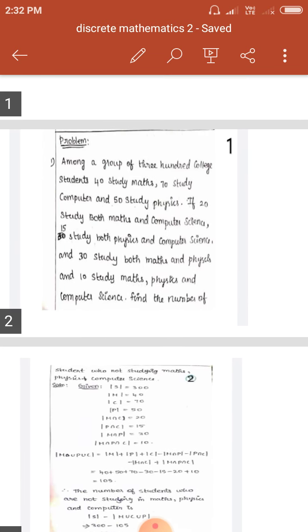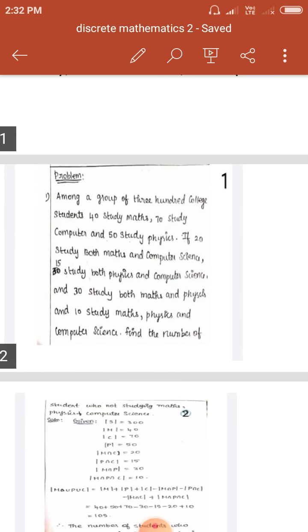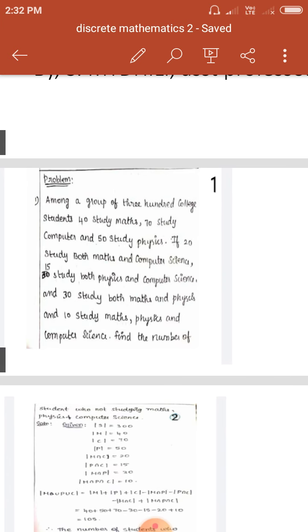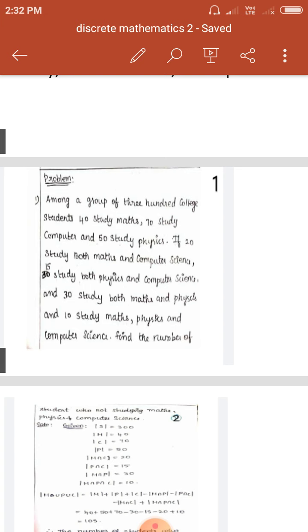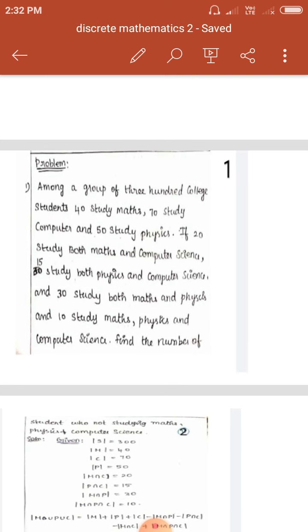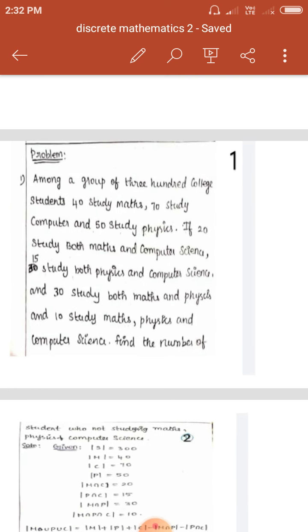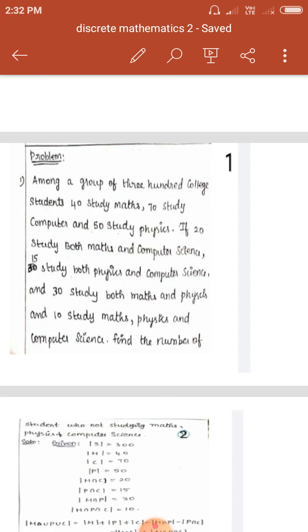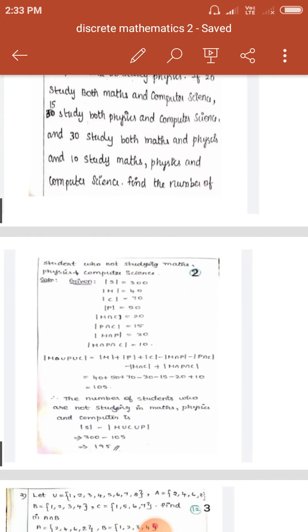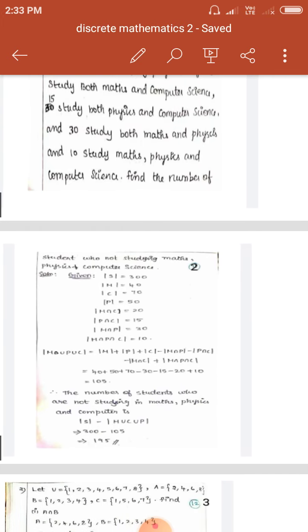What is the problem given? In the college, there are 300 students. Out of 300 students, 40 study maths, 70 study computer science and 50 study physics. 20 students study both maths and computer science, 15 study both physics and computer science, and 30 study both maths and physics. And 10 students study all three subjects. We have to find the students who are not studying maths, physics or computer science. We have to find the complement.